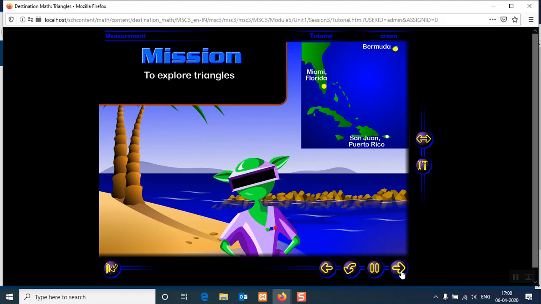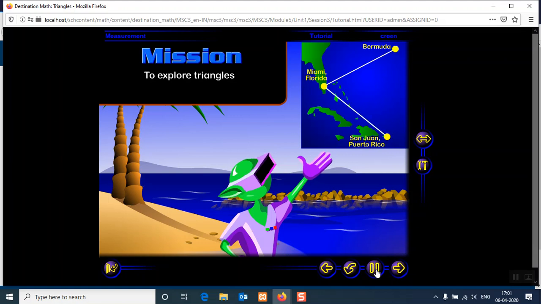Good idea, Dij. If we let this point represent Bermuda and this point represent Miami, we can draw this segment between them. And look, Dij, if we let this point represent San Juan, we can draw another line segment.